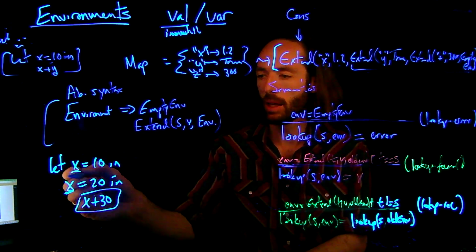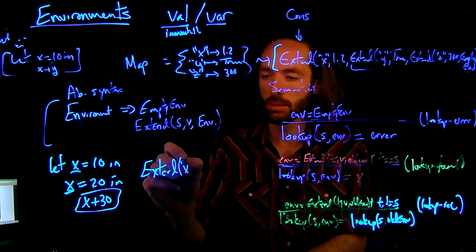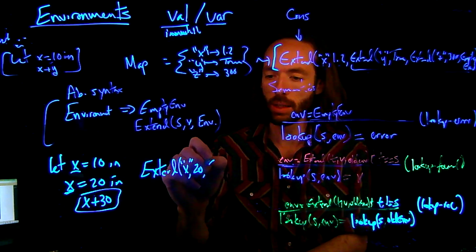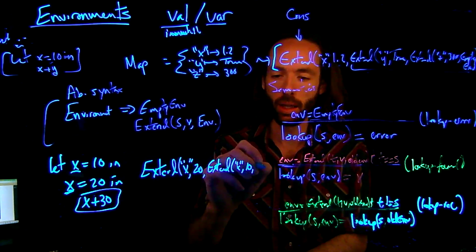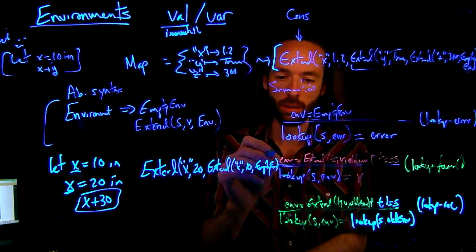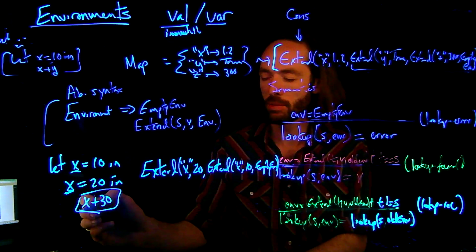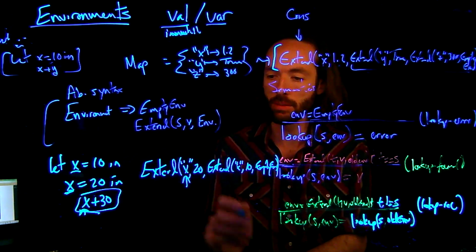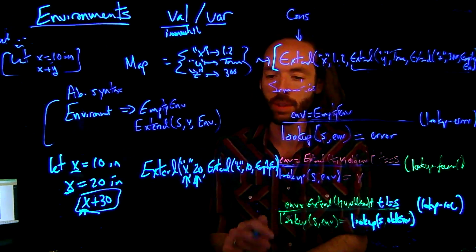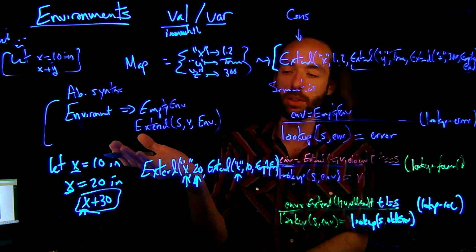But what does the environment end up looking like for this? It's going to look like this. Extend x 20, extend x 10, and empty environment, with a couple parentheses. And the idea here is that when I get down to this location, I'm going to have to look up x in my environment. And what I do is I look at the very first element and I say, oh, there it is. Cool, I'll return 20.